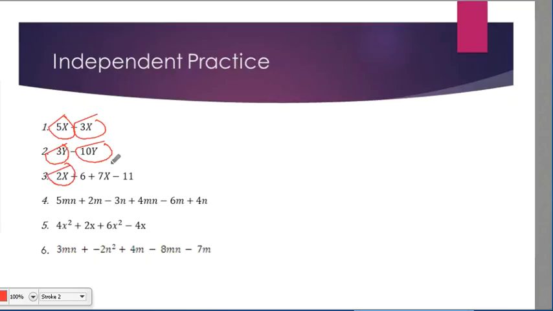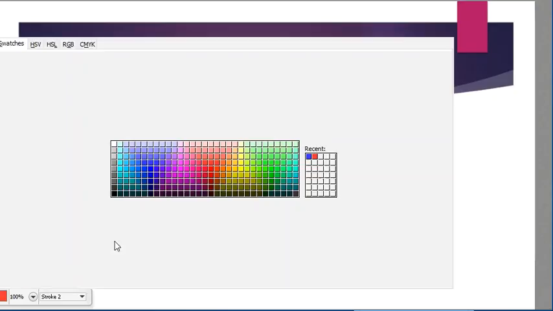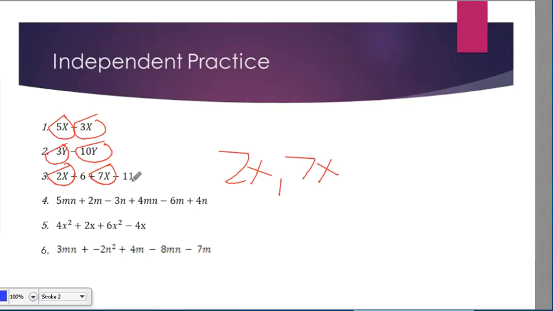2x and 7x would be like terms, okay? 2x and 7x are like terms. We also have 6 and negative 11 that are like terms, okay? They have no variables. So anytime you have constants, those would always be considered like terms.